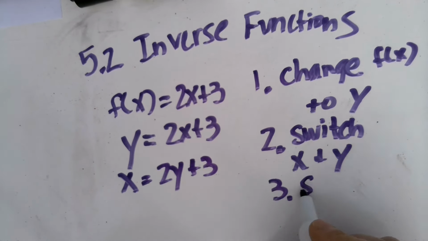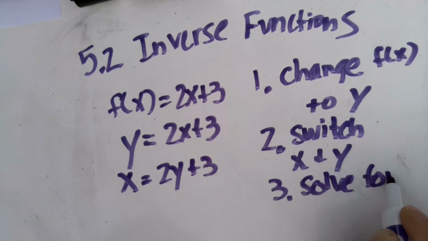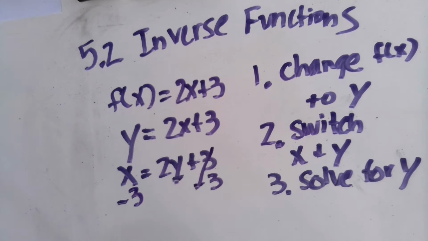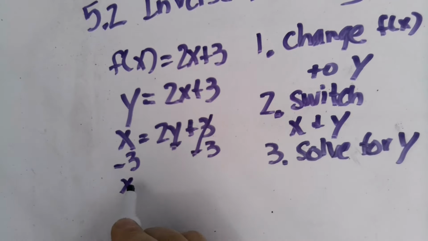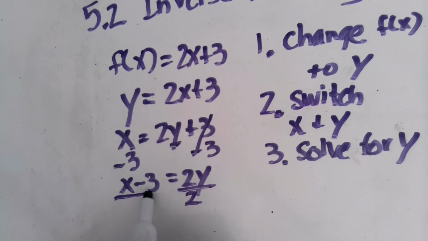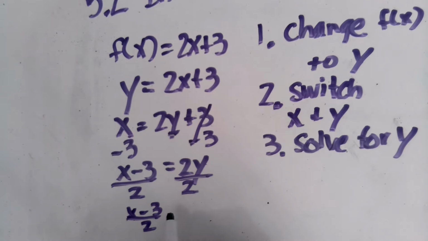Step three, solve for y. So we want to get y by itself. We do the order of operations backwards. We're going to minus 3 to take this away, so we have to minus 3 over here. So we get x minus 3 equals 2y. We're taking 2 times y. To get rid of the 2, we need to divide by 2. Multiply, divide. So we're going to divide by 2 here. So we get x minus 3 divided by 2 equals y.